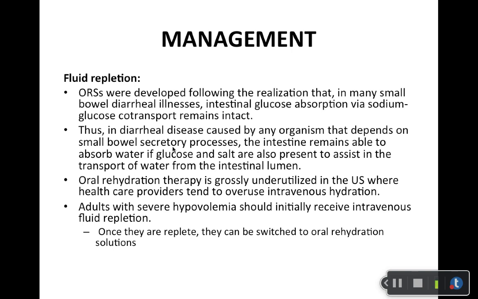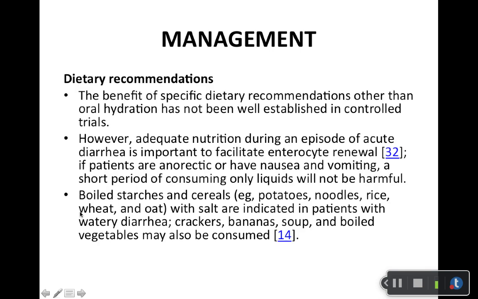But anyways, just go ahead and look through this. Note here too, it's interesting that oral rehydration therapy is grossly underutilized, even here in the U.S., and healthcare providers tend to overuse IV hydration. That's something to be mindful of. I know as students it's hard to change the minds of some of the practitioners, and hospitals will have protocols, so you might not want to fight the good fight as a student. But when you have your own license, be mindful that oral rehydration therapy is good. It can be effective. Just go ahead and read through this as well.